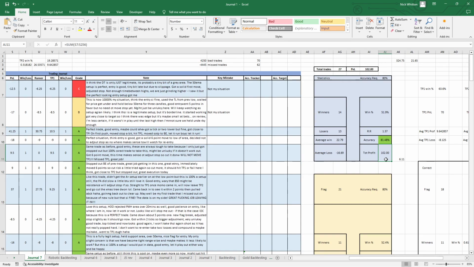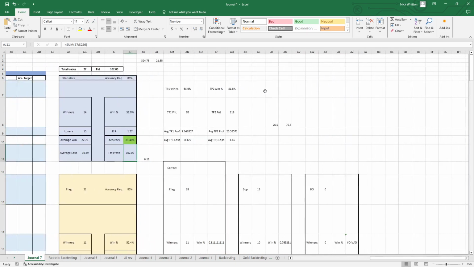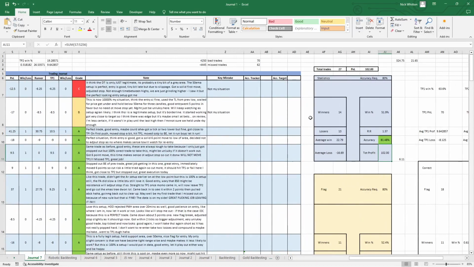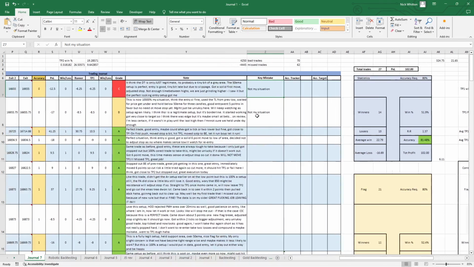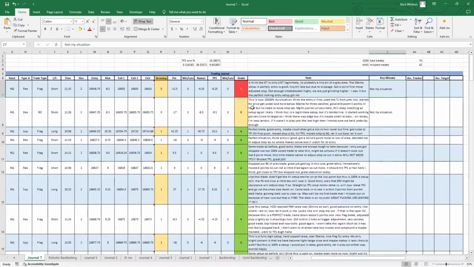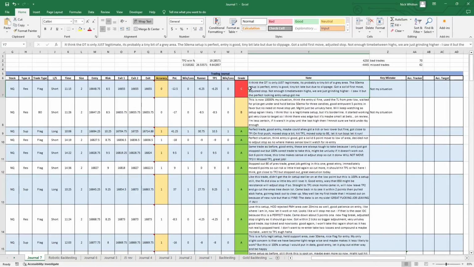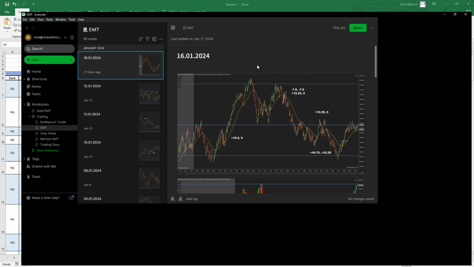So over this sample, it's gone pretty well. And then a lot of this is just other data. For a lot of people, this is probably more than enough, and it's probably more than what most people are doing journaling-wise. I've got screenshots, I've got data, I've got data on my bad trades, on my good trades. But I don't think that this is always the whole picture, and I'm going to show you how I use Evernote to give me more of the whole picture.